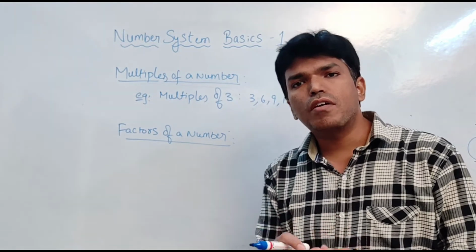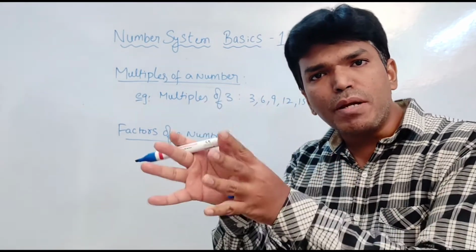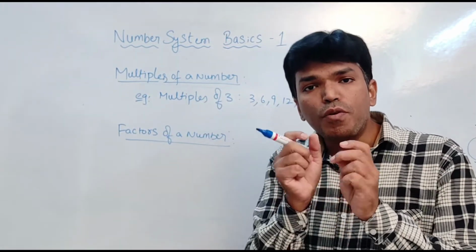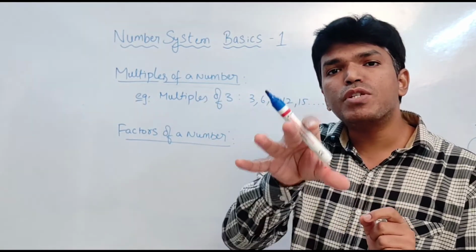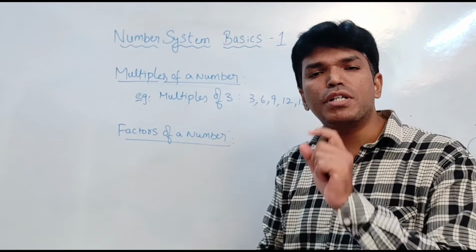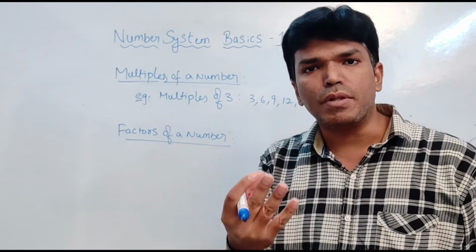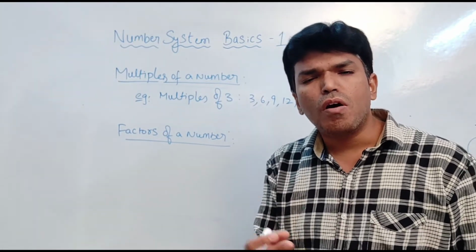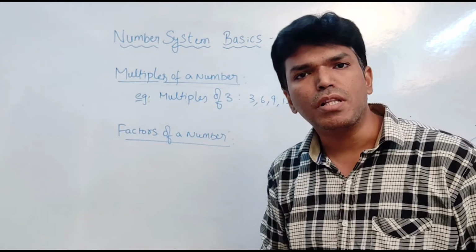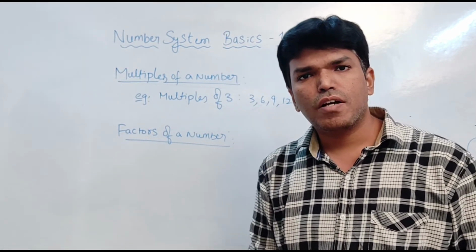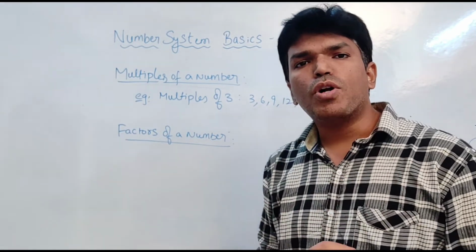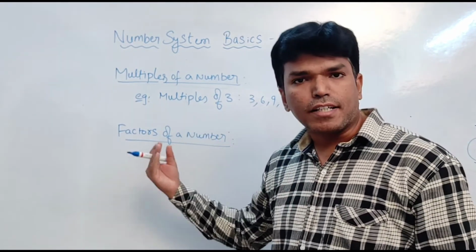Right? So generally if we say multiples of some number, what we mean is the numbers which are coming in that number's table. If I say 7 multiple, 7 multiple means what? All the numbers which are coming in the 7 table, just like 7, 14, 21, like that. Okay, next. So what do you mean by factor?